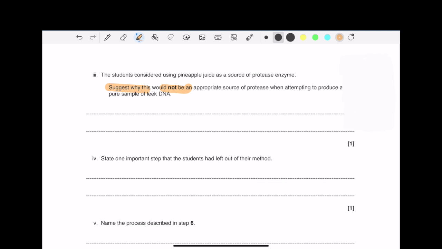So it's saying that the students considered using pineapple juice as a source of protease enzyme. Oh my god, that is awful. No, that is wrong. If you want to get, and I quote, a pure sample, then surely you can't be mixing 2 sets of DNA, right? We can all agree that everything has DNA. Pineapple juice has DNA. So if you're using the protease enzyme in the pineapple juice, then doesn't that mean you're mixing both those DNAs together? So then surely that's not a pure sample.